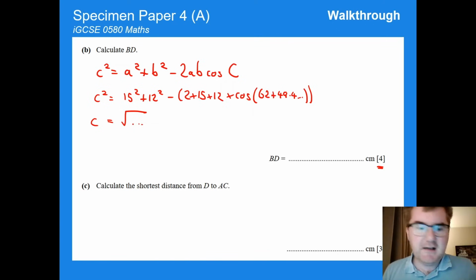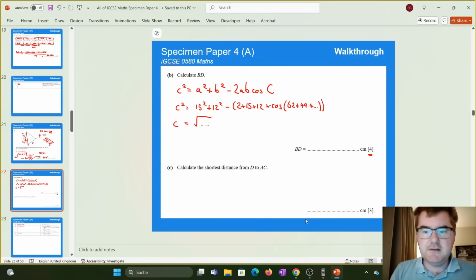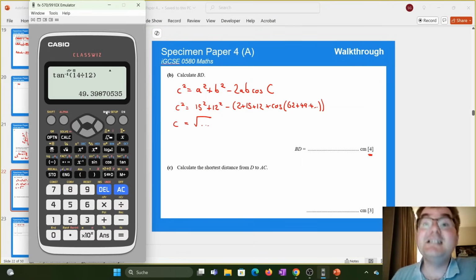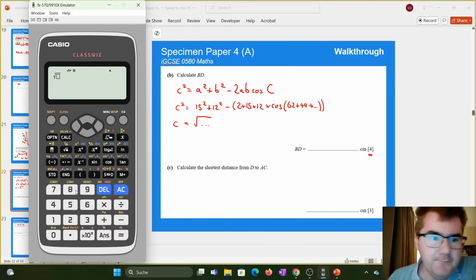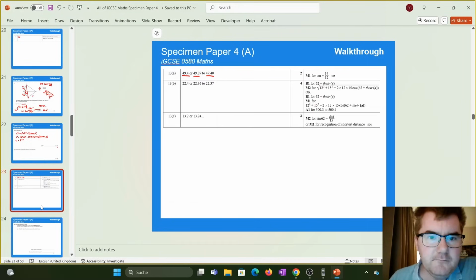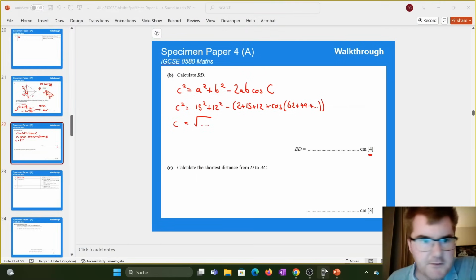So that's all the working I need to do. I don't need to do too much extra, but now it's about using the calculator really effectively. So watch this carefully. First of all, we have a square root. Then we're going to have 15 squared plus 12 squared minus brackets 2 times 15 times 12 times the cosine of 62 plus answer. Remember, I've still got the answer from part A in my calculator. 2 lots of brackets to finish off. Press equals, and then we get the answer directly here of 22.38. So it's correct, which is always good.